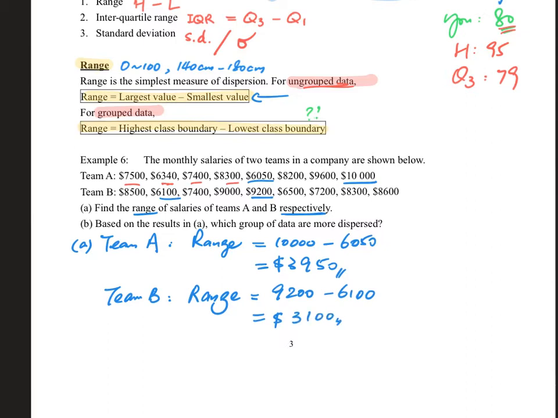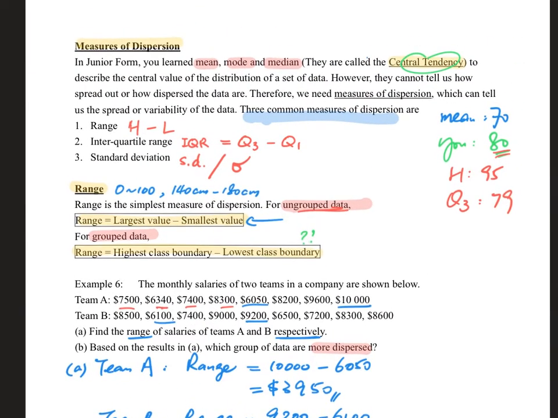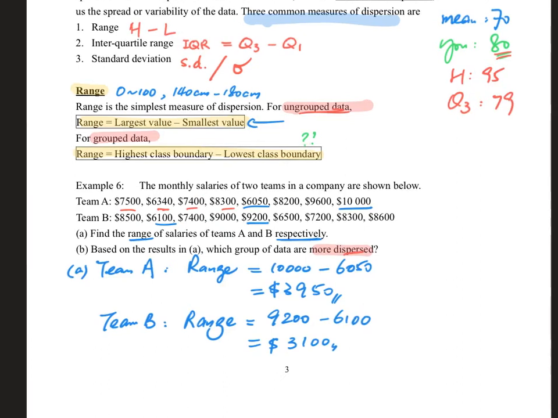After we've got the range, of course we want to do some comparison or analysis. The wording is: which group of data is more dispersed? Now you can recall the heading of our chapter, which is called measure of dispersion. Dispersion is about how spread out the data is. The more spread the data is, meaning they come from two far ends, we call that dispersed. So when the question asks about more dispersed, you will seek a higher value.